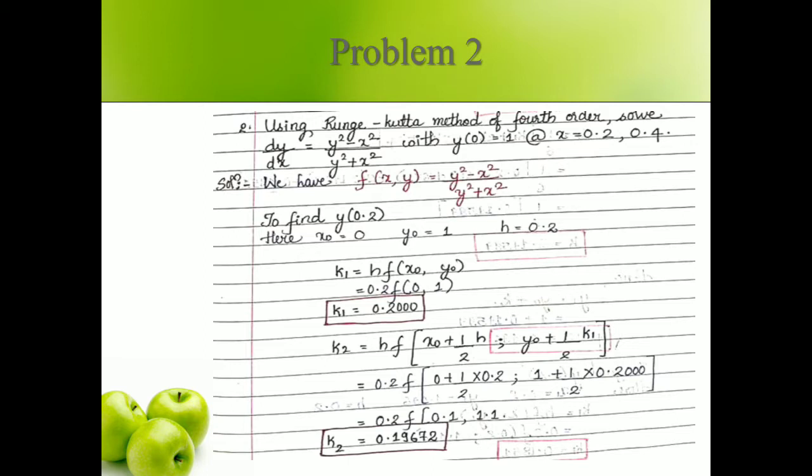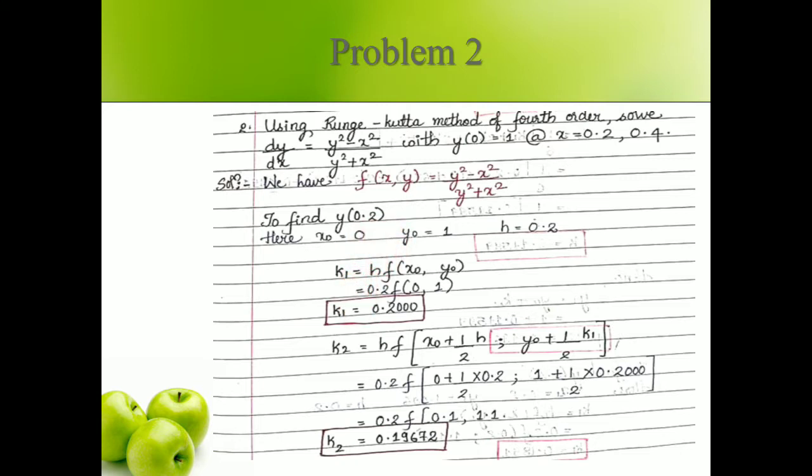Now the second problem goes like this. Using the Runge-Kutta method of fourth order, solve dy by dx equal to (y square minus x square) divided by (y square plus x square), with initial value y of 0 equal to 1. We have to find y at 0.2 and y at 0.4. Initially we will solve for 0.2, then we will go for 0.4.